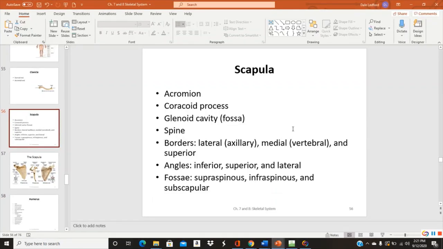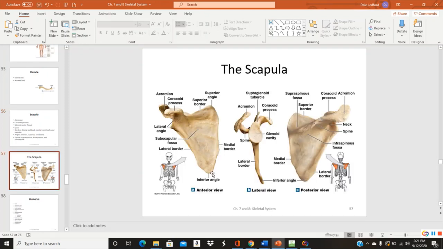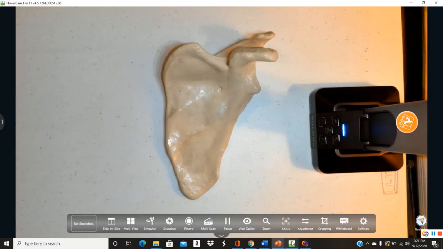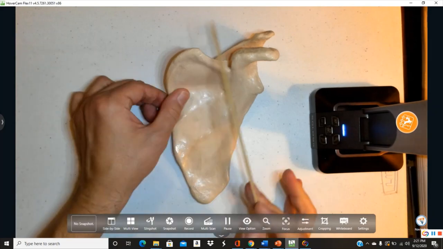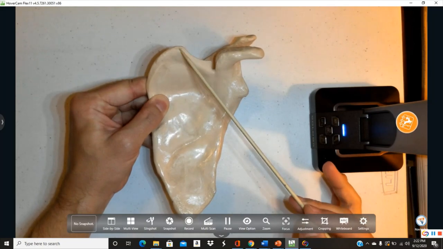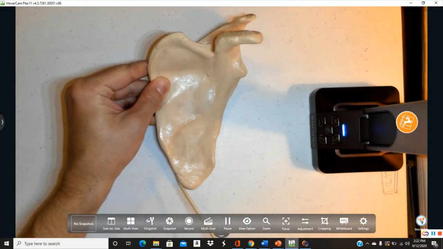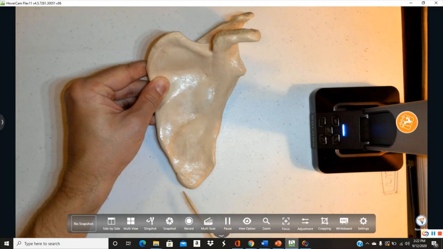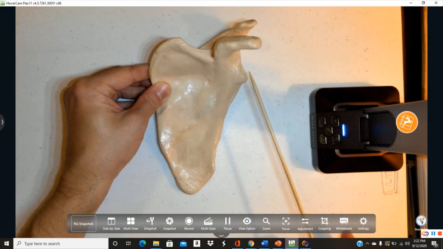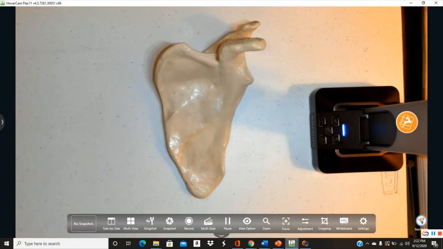The borders, now we have angles. Now the inferior, superior, and lateral angle. The inferior, superior, and lateral angles are pretty easy to find. So let's go and find those together. So our superior angle, of course, is here. Find the superior border, and there's an angle formed when the superior border comes up. The inferior angle is here, where the medial and lateral borders meet, and where the glenoid meets the lateral border, you will find the lateral angle.